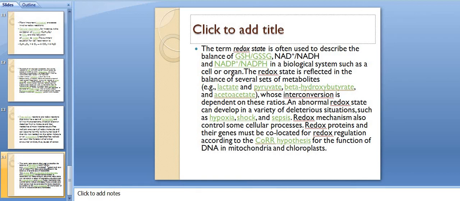An abnormal redox state can develop in a variety of deleterious situations such as hypoxia, shock and sepsis. Redox mechanism also controls some cellular processes. Redox proteins and their genes must be co-located for redox regulation according to the CoRR hypothesis for the function of DNA in mitochondria and chloroplasts.